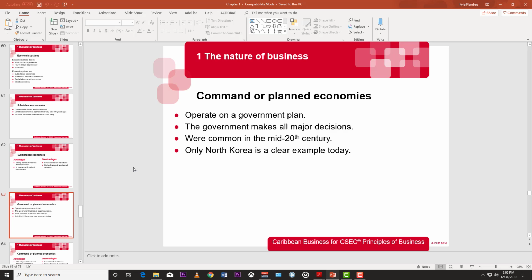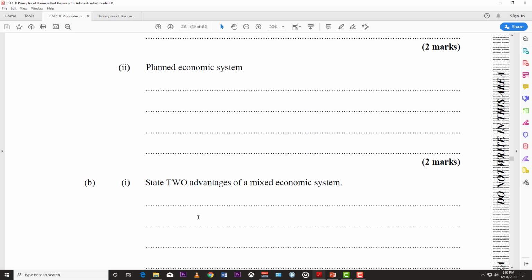So those are the main definitions. It is on a government plan, and it is the government or the authority who make all economic decisions. So that's the main definition of the command or planned economy. State 2 advantages of the mixed economic system.